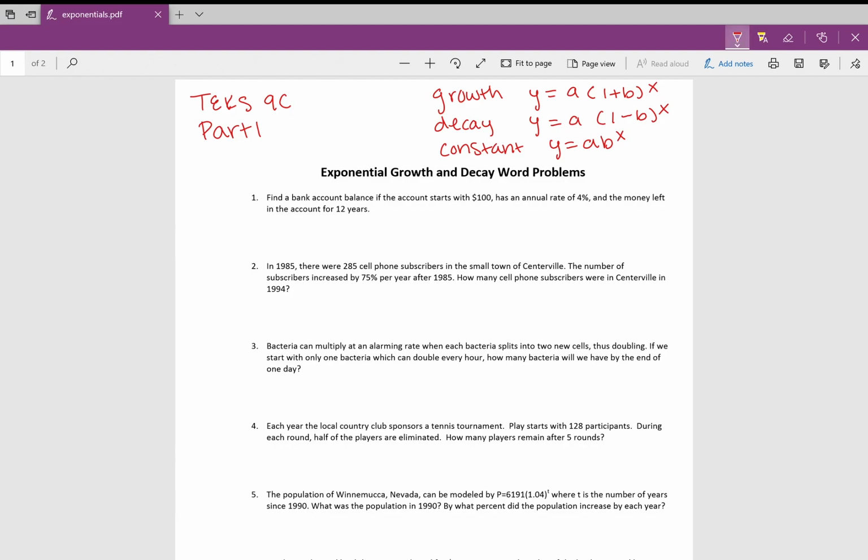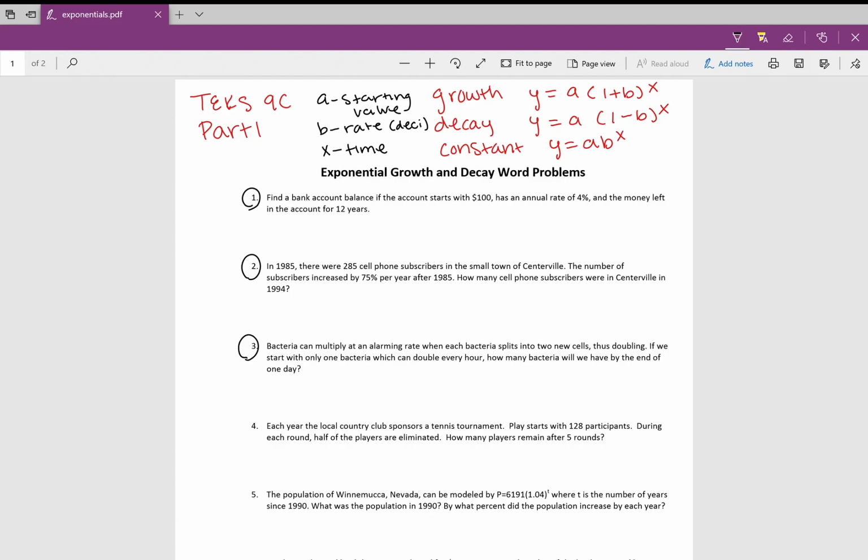Remember that a stands for the starting value. b is the rate, and remember we have to always change it into a decimal. And x is time. Okay, so I'm going to do the first 3 with you, and then you're going to do the next 4 on your own. So let's look at number 1.